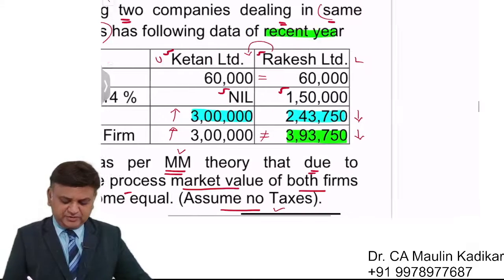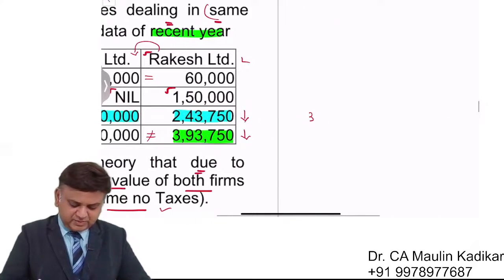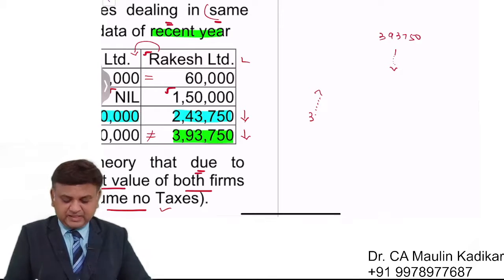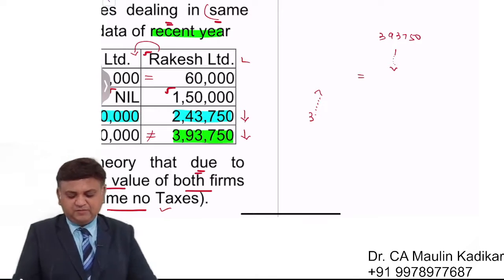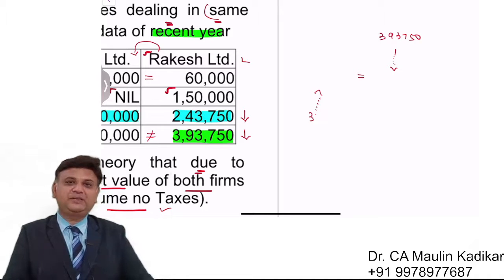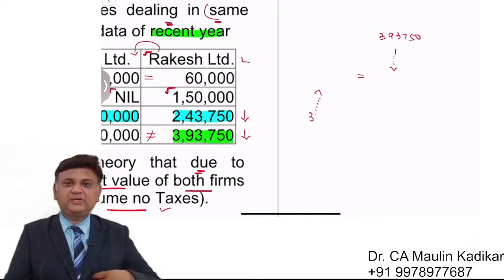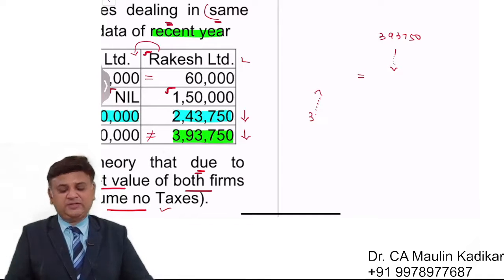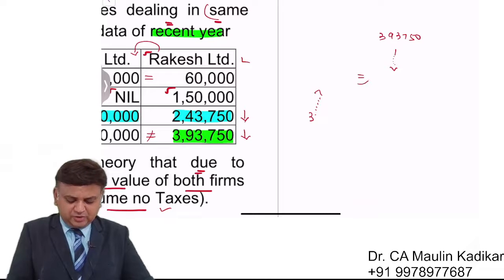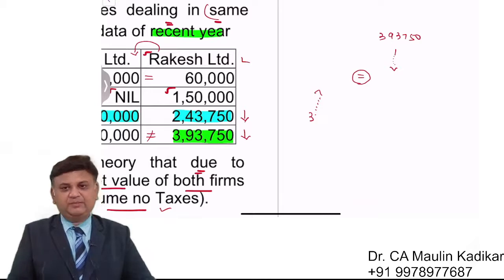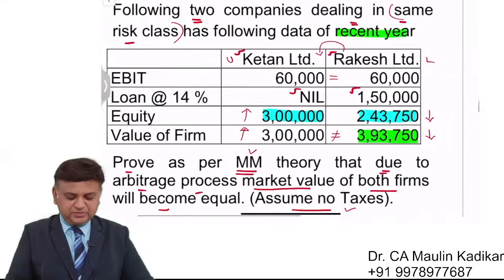There will be a point at which this 3 lakhs will increase, and this 3,93,750 will fall down. There will be a point at which value of these two companies will become same, and that is the point at which the arbitrage opportunity will not be available in the market. That is what we understand.